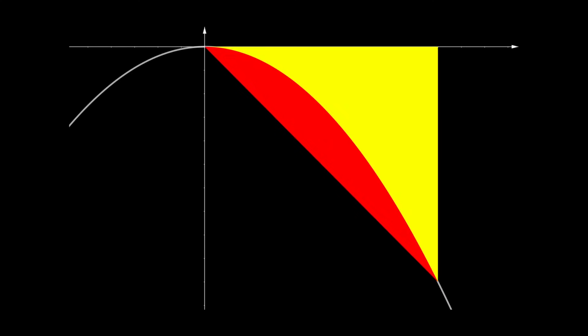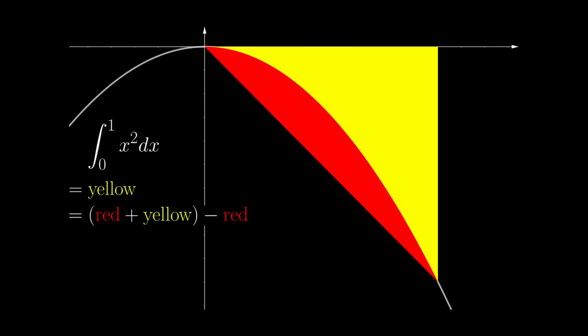Archimedes' work was to calculate the red region, but we can see that these 2 areas add up to a triangle, and so to get the value of the integral, we just have to subtract the red region, which is what Archimedes' work was all about, from the area of the triangle.